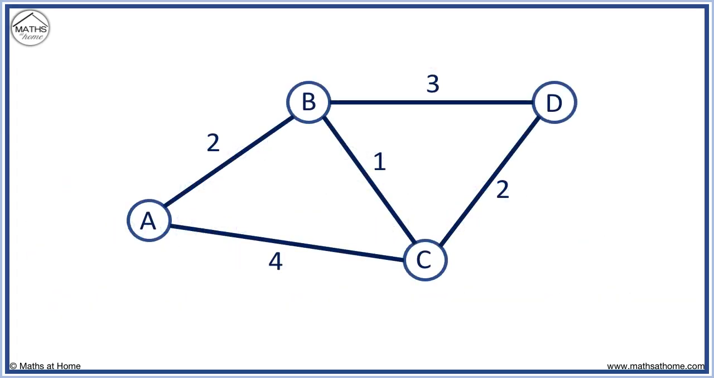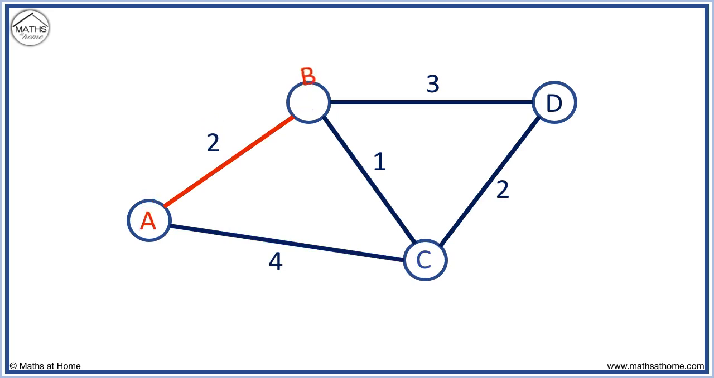For example, use Prim's algorithm to find the minimum spanning tree. We can pick any node to start with. We will choose A. From A, we can travel to B or C via the following routes. Out of 2 and 4, 2 is the shortest route. A and B are now connected.